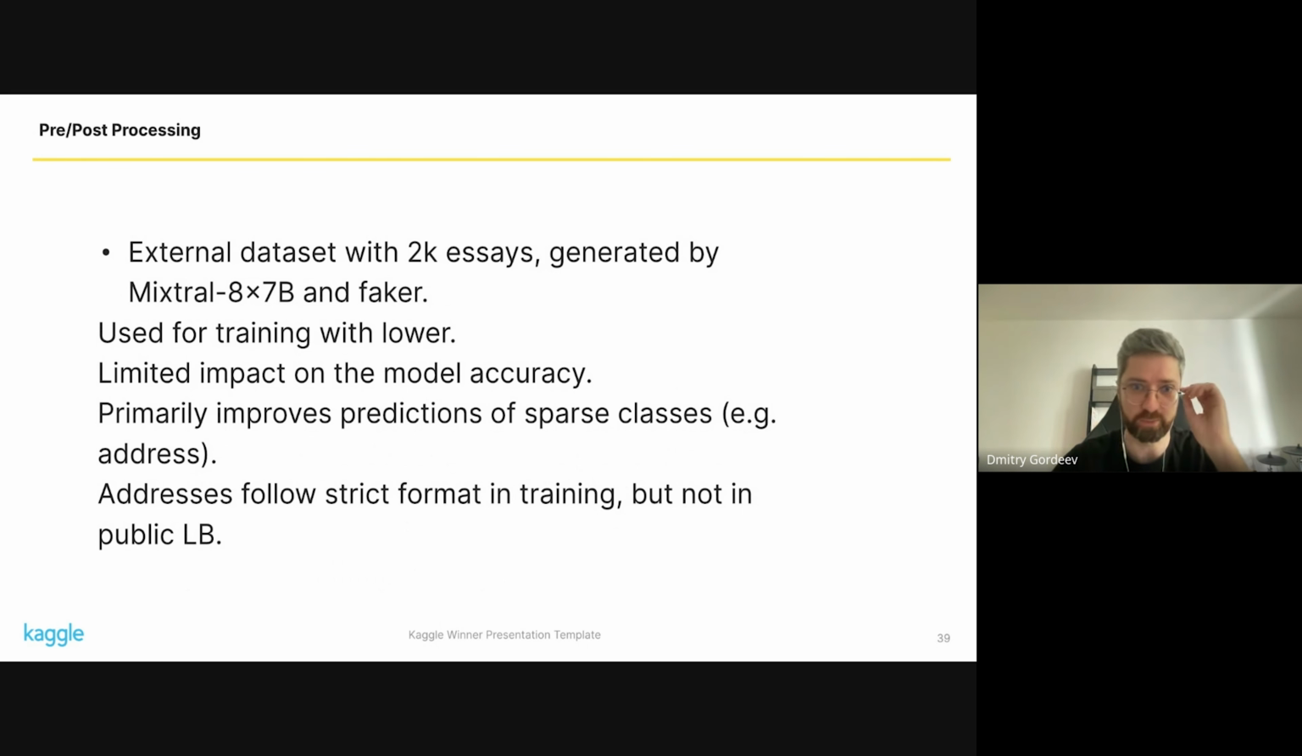But still, as long as it was improving both CV and the leaderboard, I blended it in together with the training data, and that gave me a little bit of a boost pretty much on everything. I think cross-validation, public, and I think private leaderboard as well.